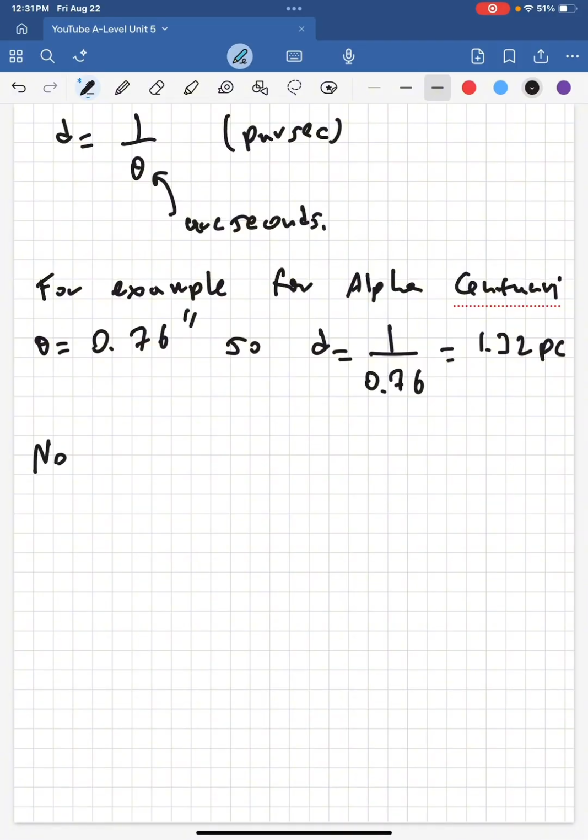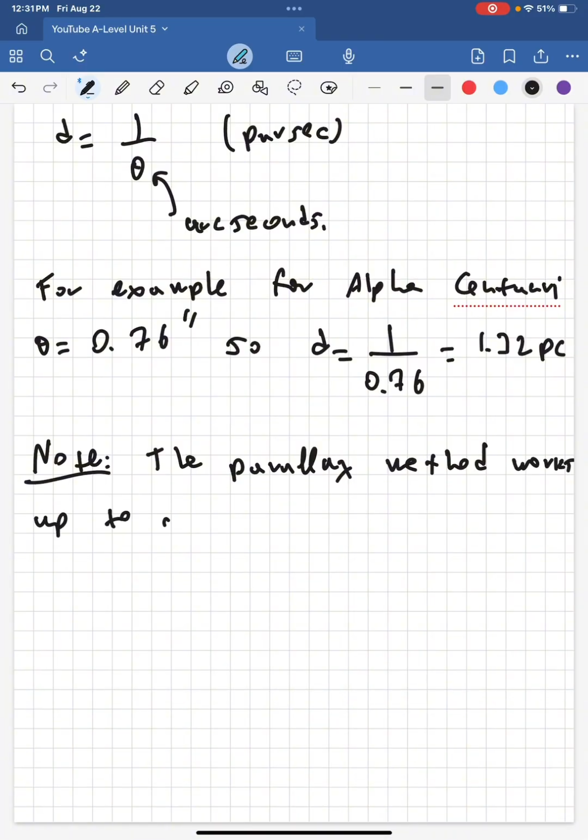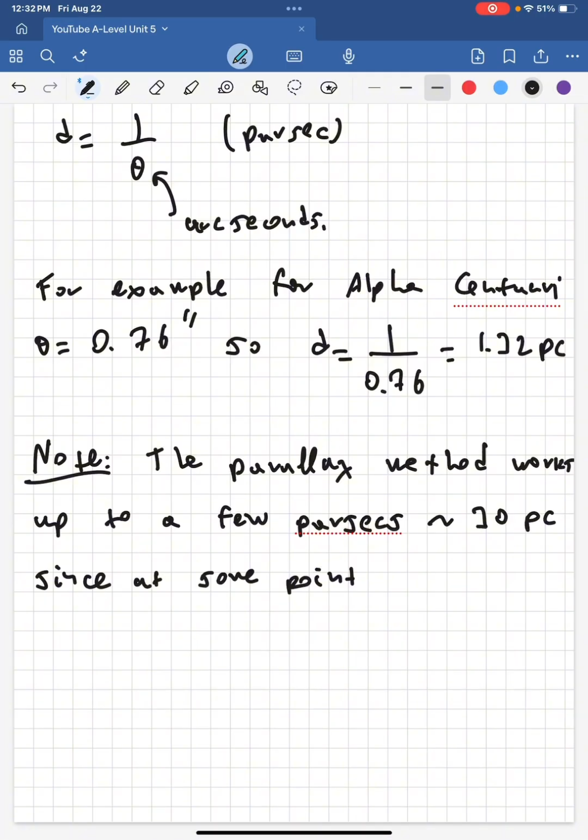It's important to note that the parallax method works up to a few parsecs, usually up to 30 parsecs, since at some point theta is way too small to be noticeable.